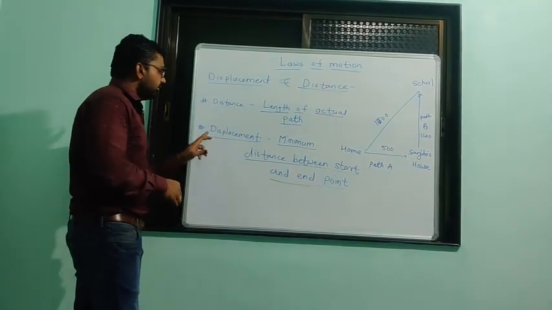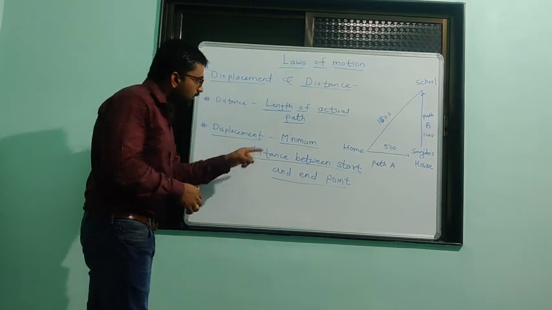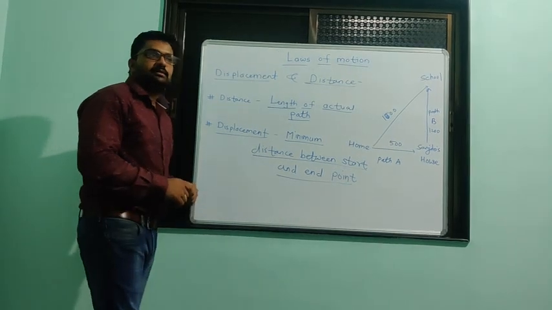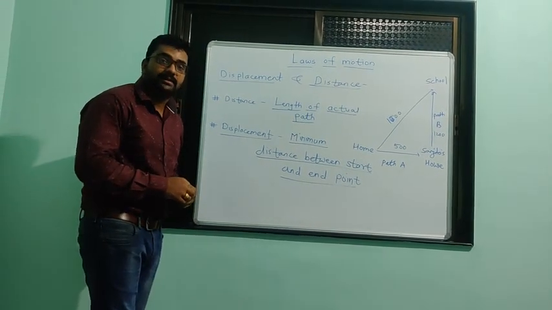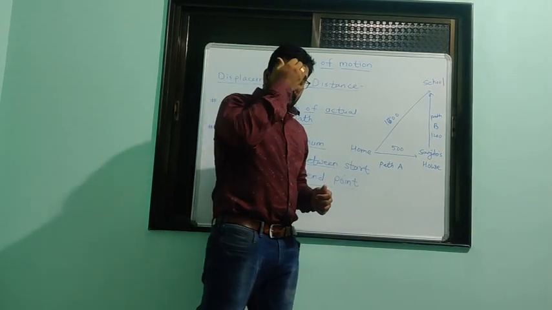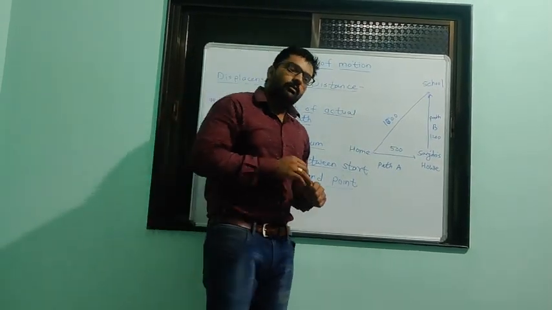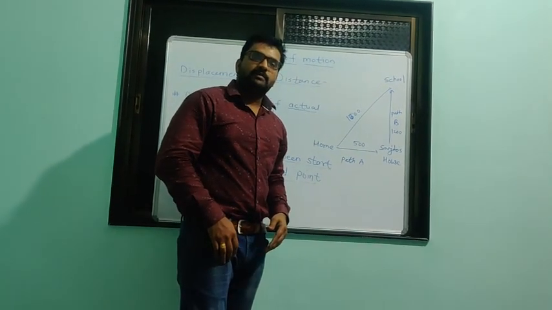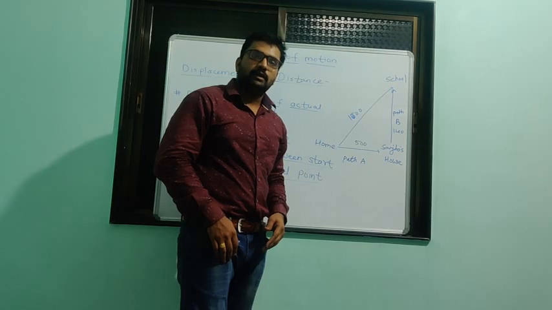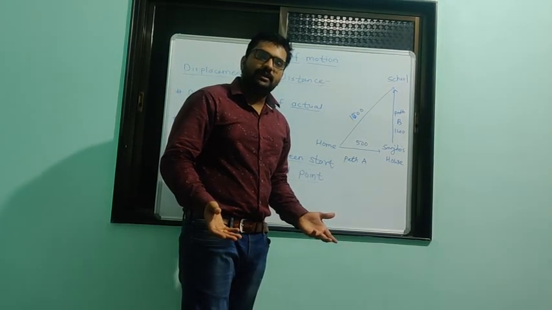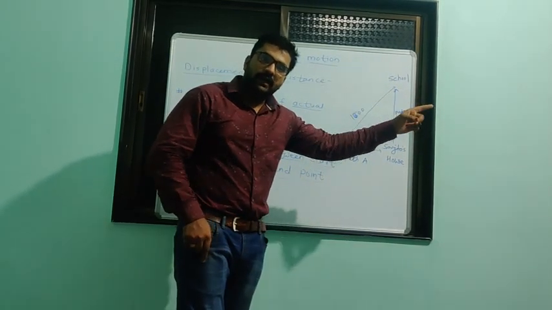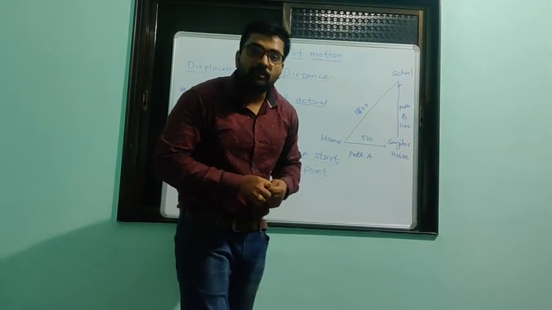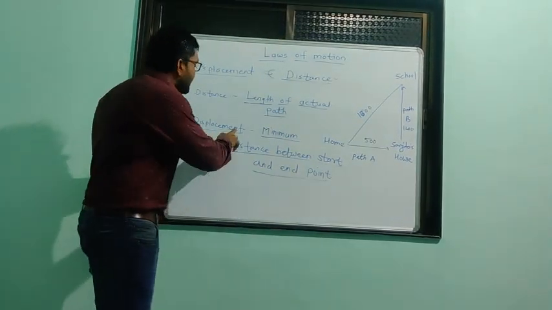And now second is displacement. Displacement is the minimum distance between the start and end point. So if every day we go from home to school and again come from school to home, then our displacement is how much? 0. Because displacement is the distance between the initial point and the final point, the minimum distance between the initial and final point. So that's called displacement.